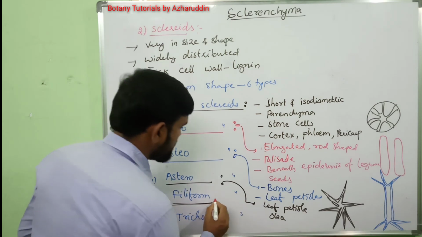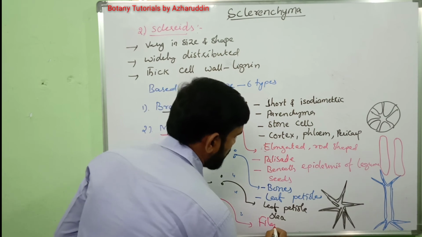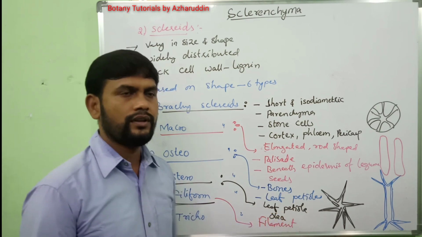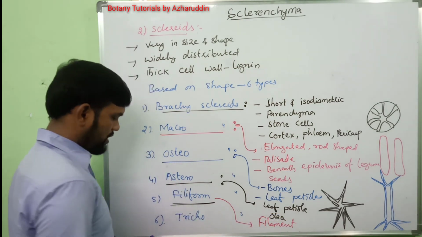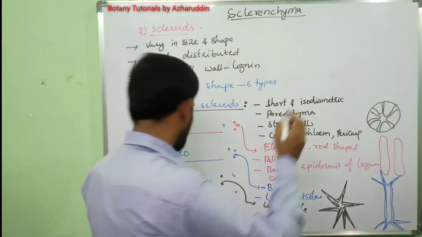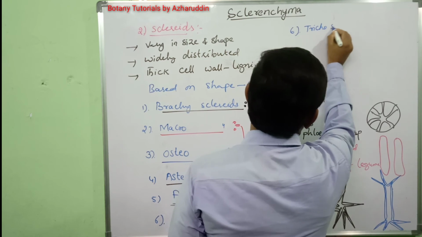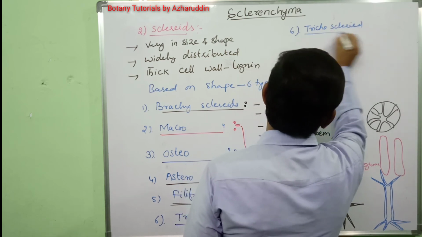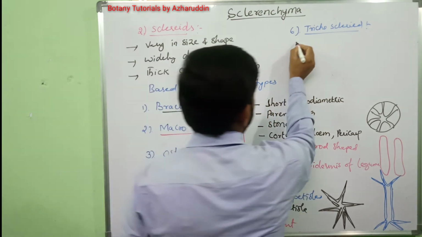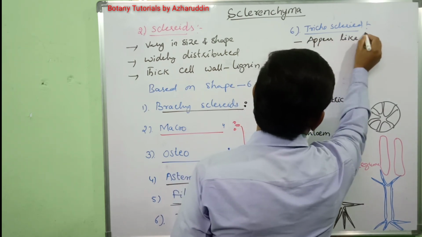Next, coming to filiform sclereids. These filiform sclereids appear like a filament. They are also found in the leaf petioles. Next, coming to the last one, trichosclereids. I am writing here. Sixth type, that is trichosclereid. These trichosclereids appear like hairs.